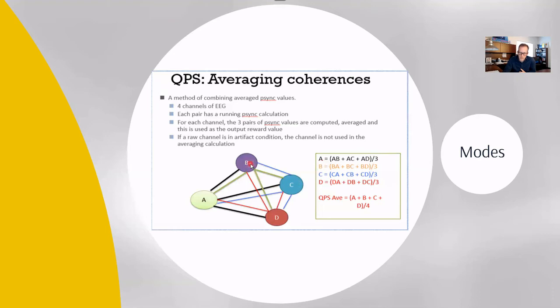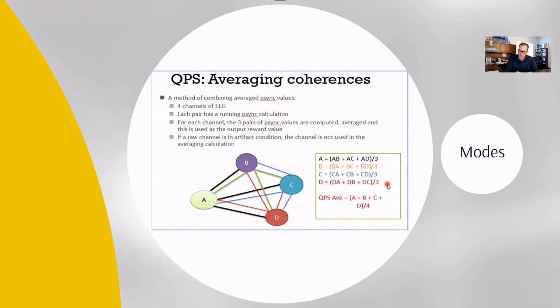We do the same thing for B. Here B is actually, I think, these green lines. The color is wrong on that scale there. So we take the coherence from B to A, B to C, and B to D. We average the 3, and that's our value at point B. C, which is in blue, we take the coherence from C to D, C to B, C to A, average them, and for D, the same thing, and we average that.